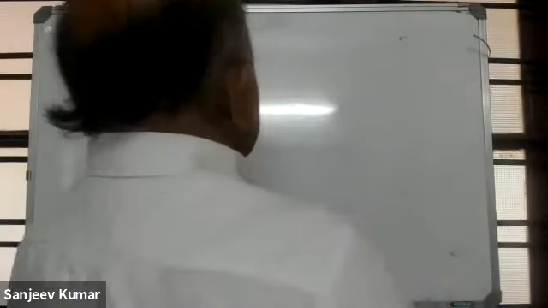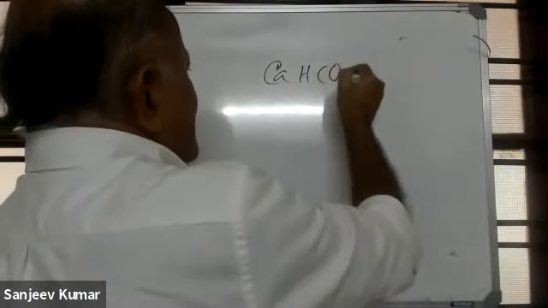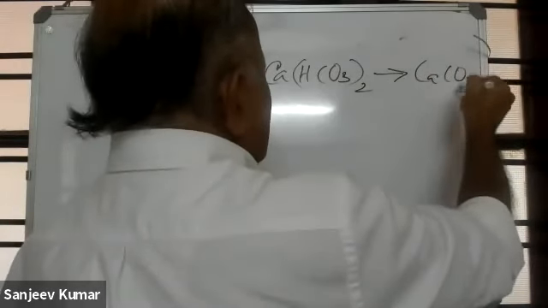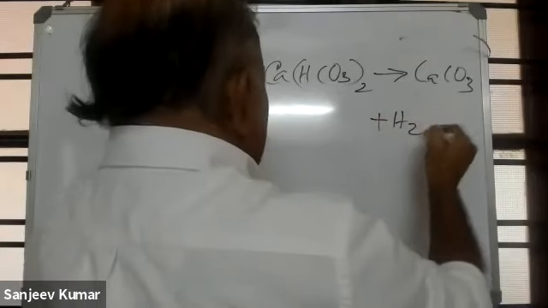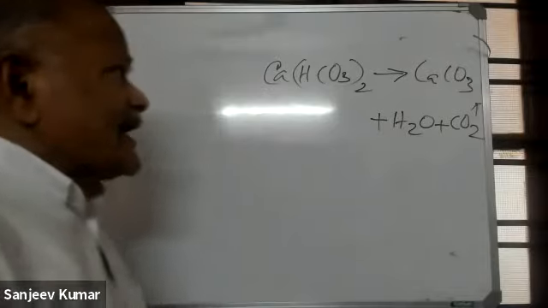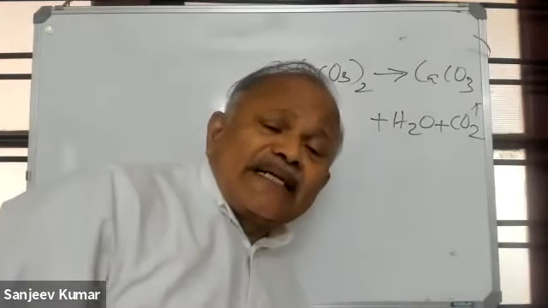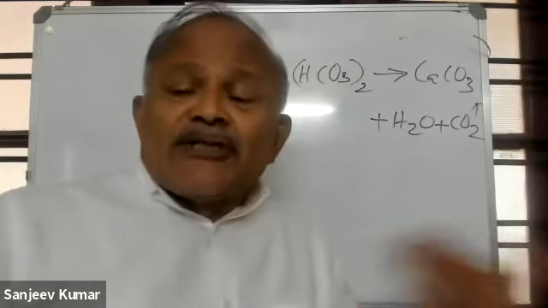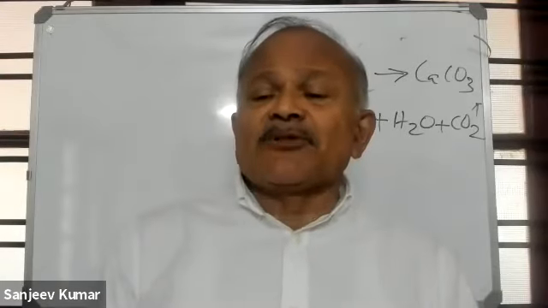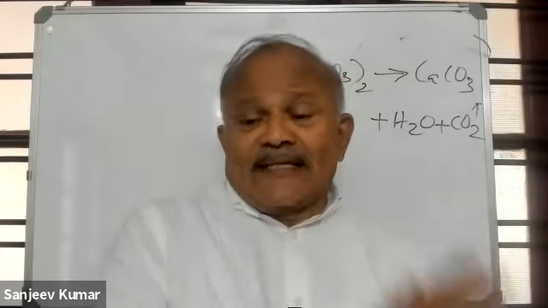That is, the bicarbonates of calcium and magnesium. Ca(HCO3)2 on heating decomposes to give CaCO3 plus H2O plus CO2. That is, carbon dioxide gas is lost and calcium bicarbonate becomes calcium carbonate, which is insoluble in water, and the dissolved calcium ions and magnesium ions are removed and the water becomes soft water. That is temporary hardness of water.